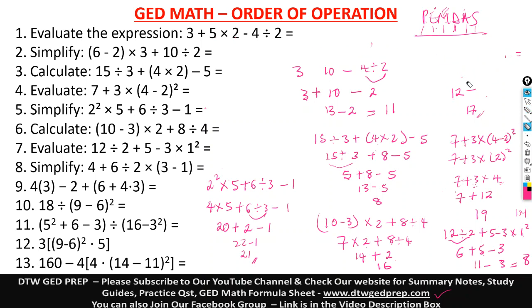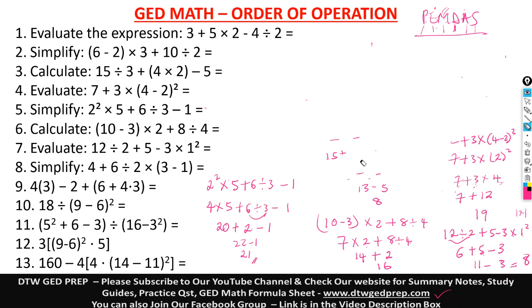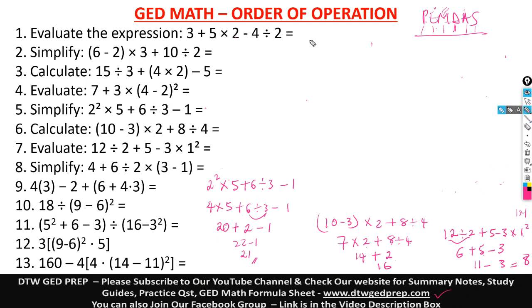Okay, let us clear. We need space. We just did number 7, so we're going to number 8. Number 8 says 4 plus 6 divided by 2 times, in parentheses, 3 minus 1. That's number 8. So our parentheses, 3 minus 1, that's 2. That's 2 times 2 divided by 6, then plus 4.